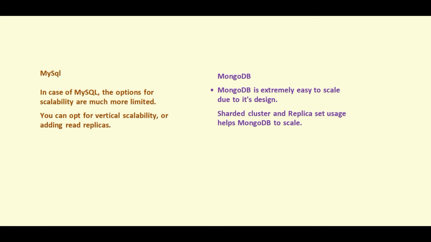In case of MySQL, the options for scalability are much more limited. You can opt for vertical scalability or adding read replicas. However, in case of MongoDB, it is extremely easy to scale due to its design. Sharded cluster and replica set usage helps MongoDB to scale very easily.